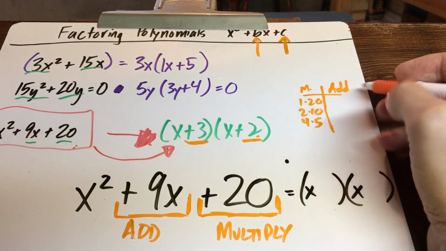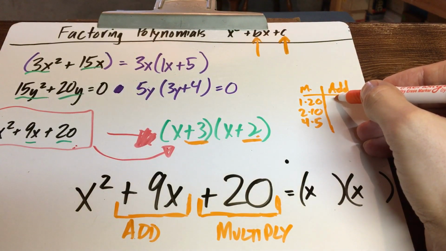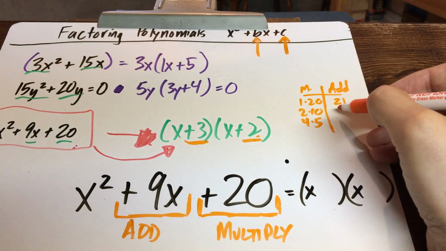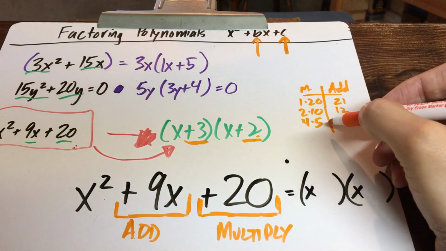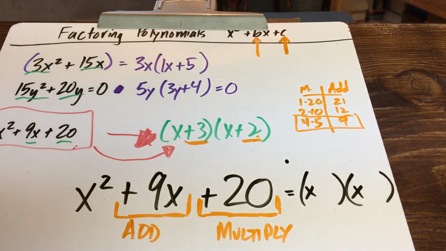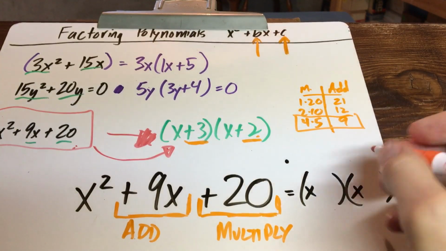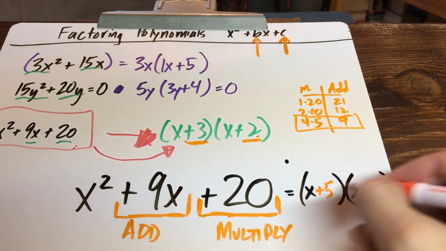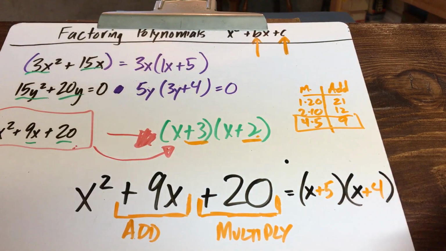So over here, 20 plus 1, that equals 21. If I added them together here, 10 plus 2, that equals 12. Here, 5 and 4, that one obviously is the right combination because 5 times 4 equals 20 and 5 plus 4 equals 9. And so that means our two parentheses here are positive 4 and positive 5.